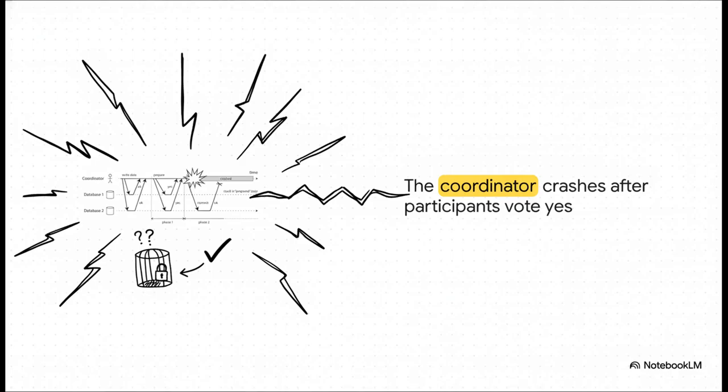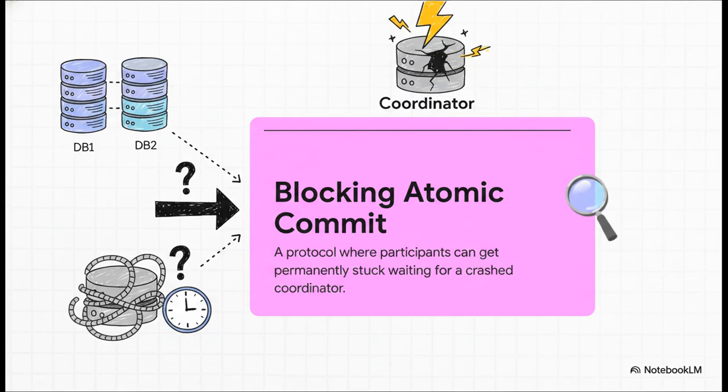Database 1 is now trapped. It enters a state known technically as in doubt or uncertain. It cannot unilaterally abort, and it can't unilaterally commit. It is completely, hopelessly stuck. And this leads us to a fundamental definition.